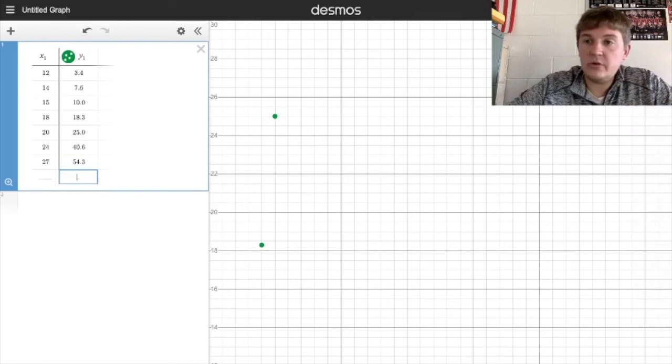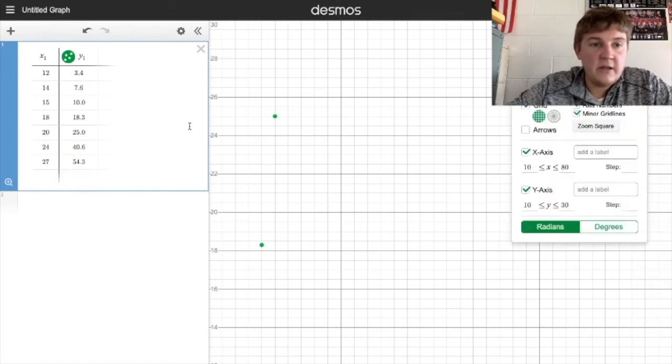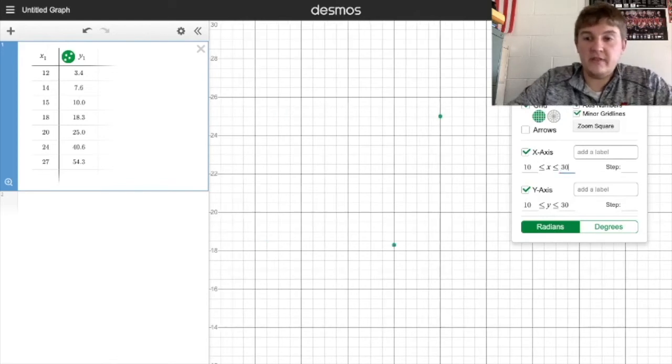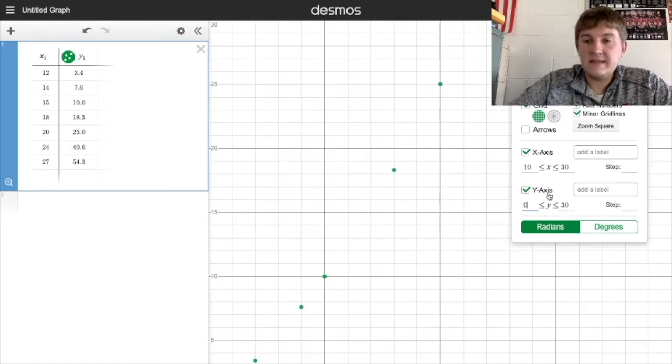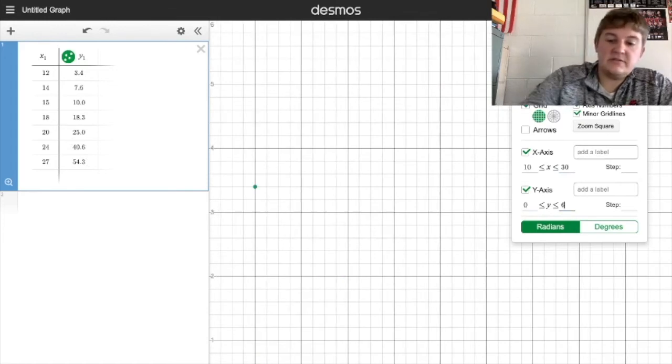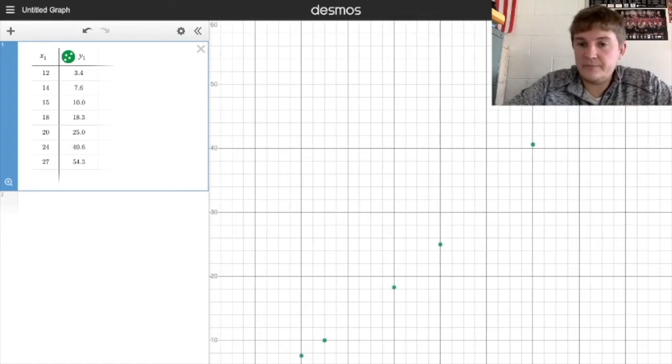Again, we need to change the range of our window. Okay, so what we are going to do is hit graph, and we need to get 12 and 27 in. So let's go from 10 to 30, I think is appropriate for the x's. And for the y's, I need to get 3 to 54. So let's go from 0 to, let's say, 60, just to be safe.